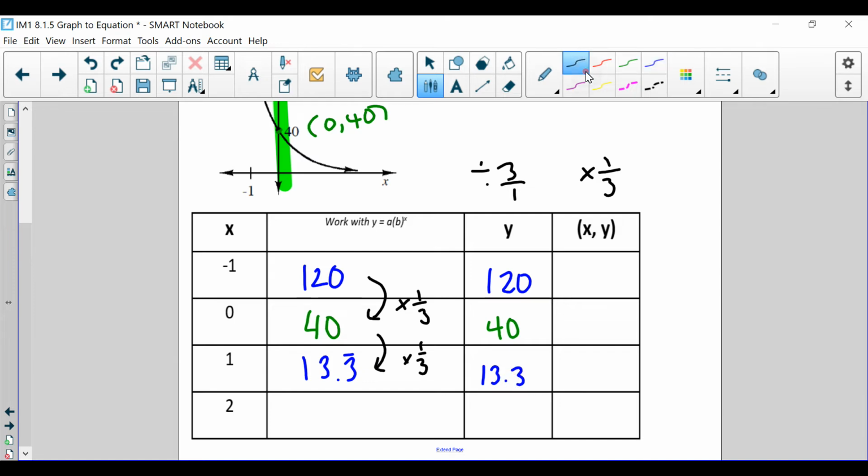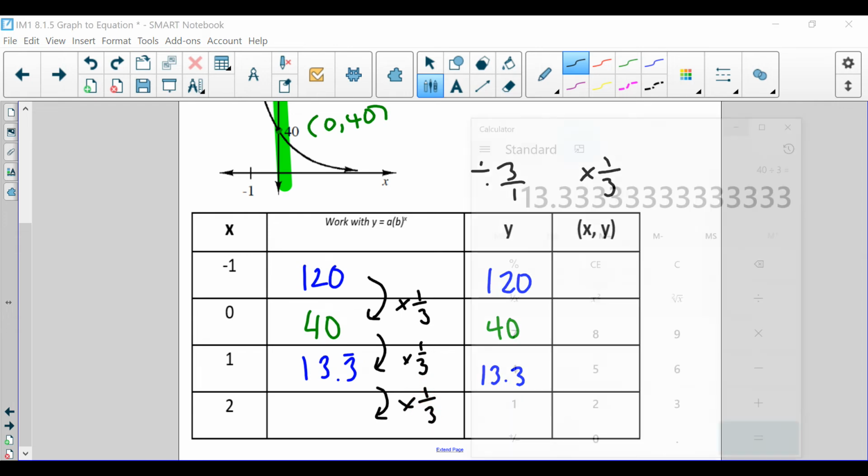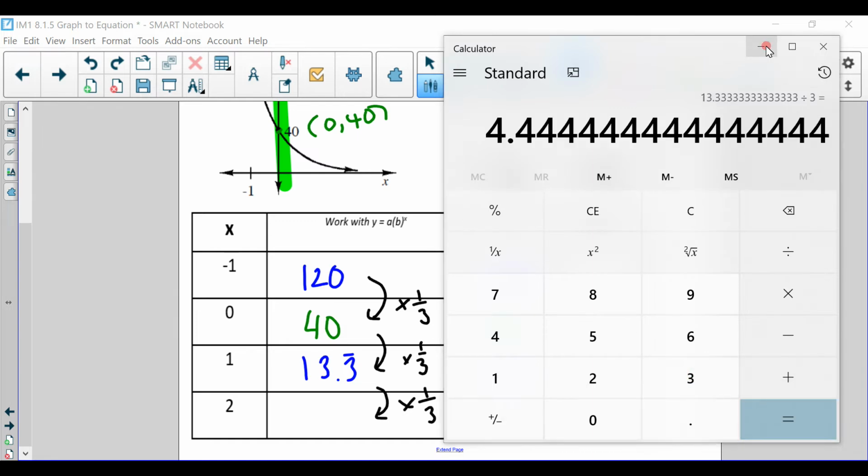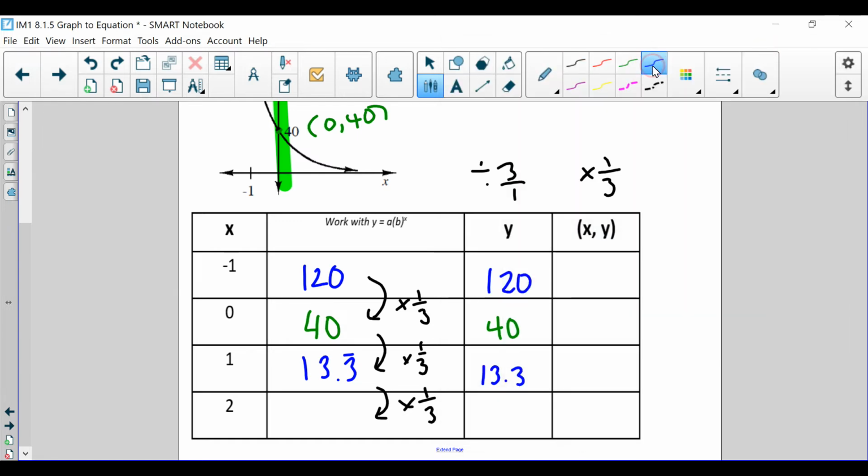Then we're going to again multiply by 1/3. Remember, multiplying by 1/3 is the same thing as dividing by 3, like we mentioned earlier. Again, divide by 3, 4 and 44/100ths repeating. And now we have all the information that we need to solve this problem.